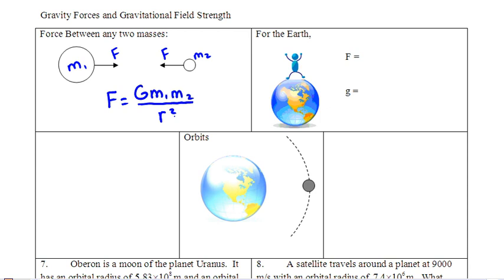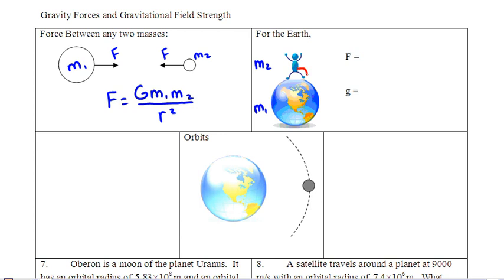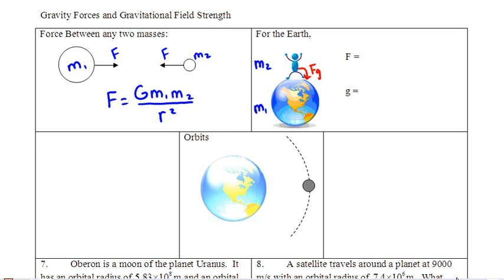Now, when you've got things that are sitting on the Earth, if the Earth is your M1, and then you've got some other M2, like a person sitting up there, and you're curious how much gravity force is pulling down on that person, what's that force going to be? Well, that person is one radius away from the center of the Earth. They are one big Earth radius away.